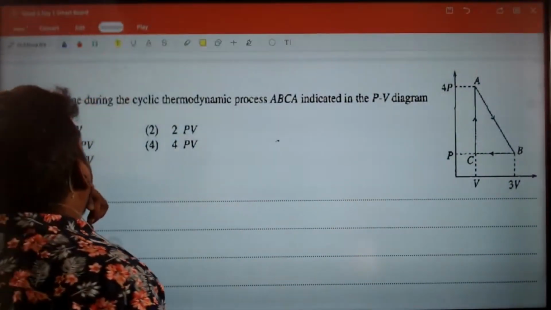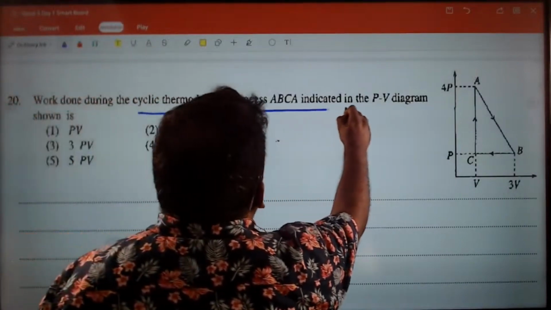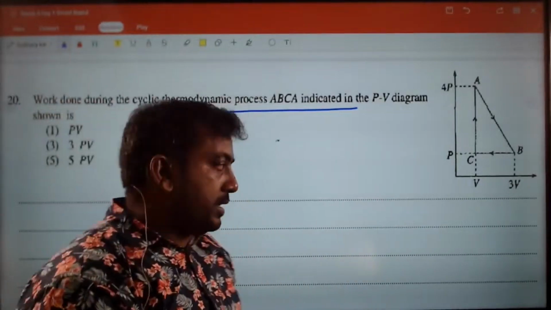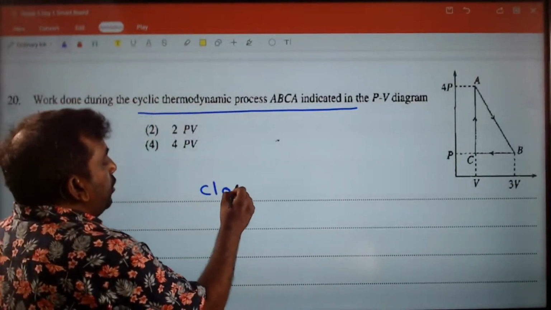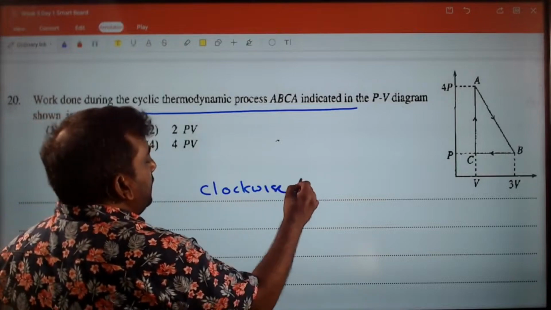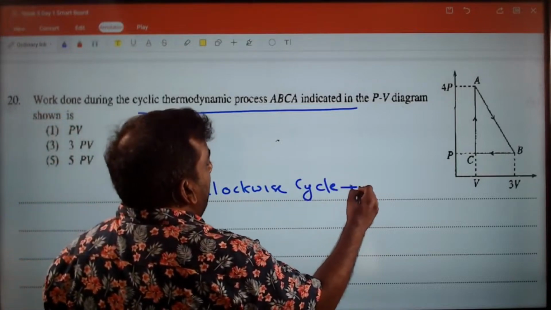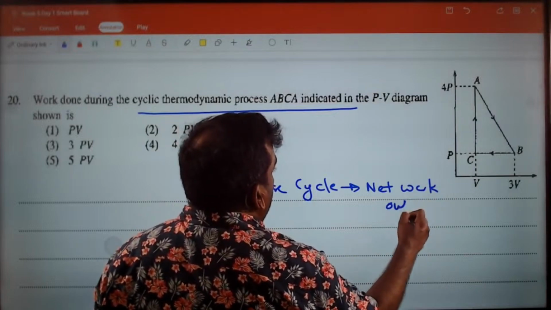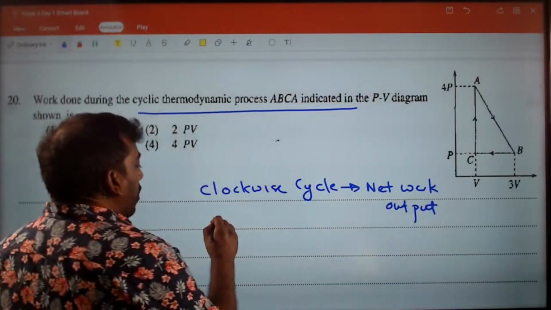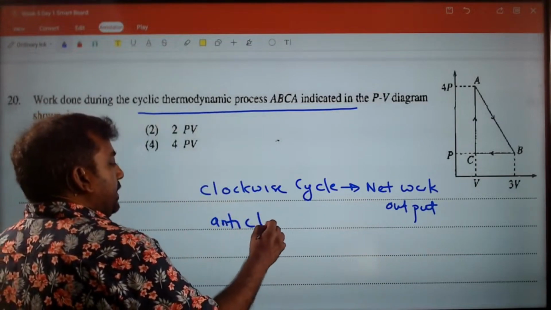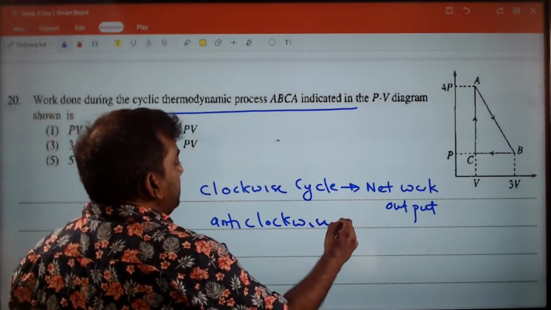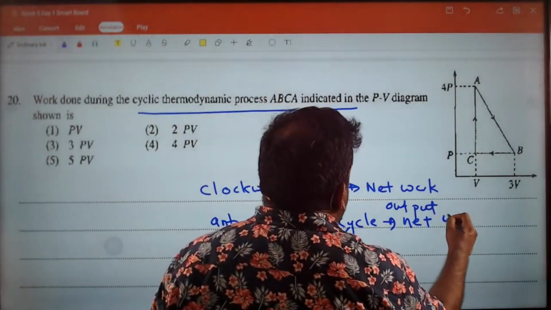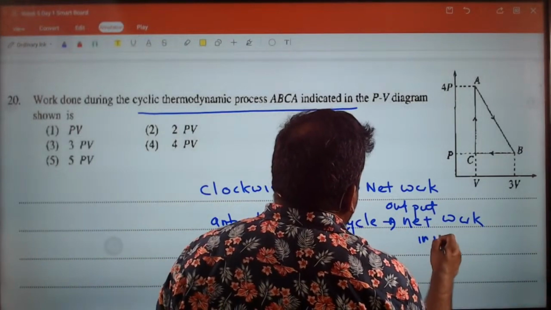Work done during a cyclic thermodynamic process. Now you all know clockwise cycle means net work output. So these things you should remember. Clockwise cycle means net work output. Anti-clockwise cycle means net work input. What else?